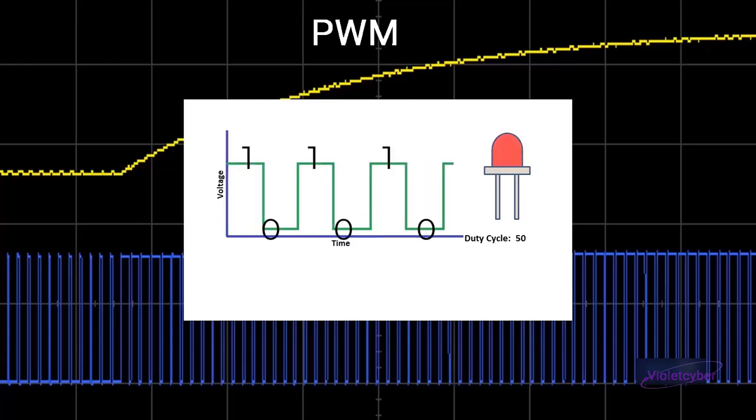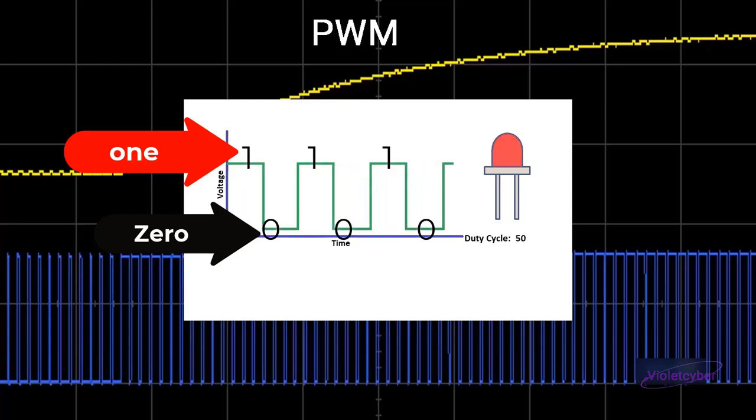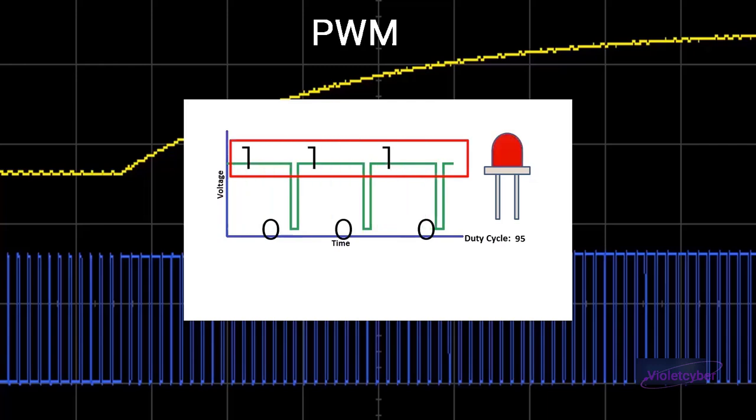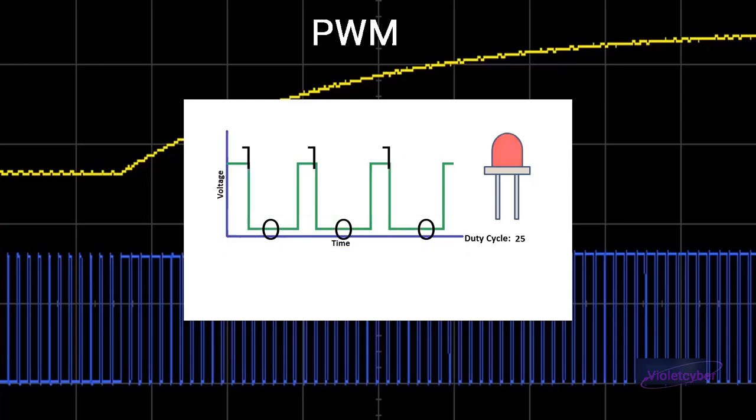In this way, zeros and ones are created. You can see the waveform here, which is the voltage of 5 volts, and here is the zero voltage. With this image, you can have a first look at the PWM signal.